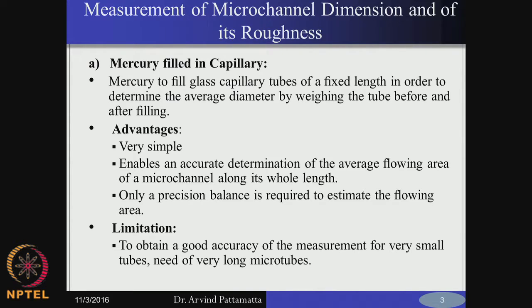So, generally the limitation of this method is obtaining a good accuracy of measurement for a very small tube. Suppose you are now going to the order of tens of microns. If you want to use this method, in order to have a significant volume, you have to have very long tubes.